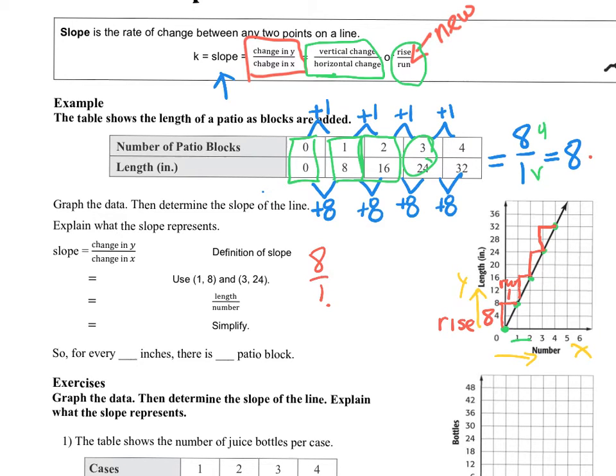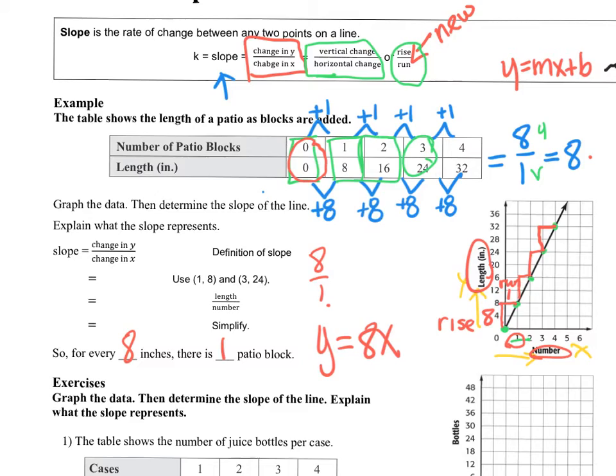If I were to write an equation for this line, at 0, it is 0. So our y-intercept is 0. So our equation would be y equals 8x. Okay, we're going to talk a little bit more about this in the next section, but we always have this form. So for every 8 inches, there is 1 patio block. That just breaks it down in words for us.